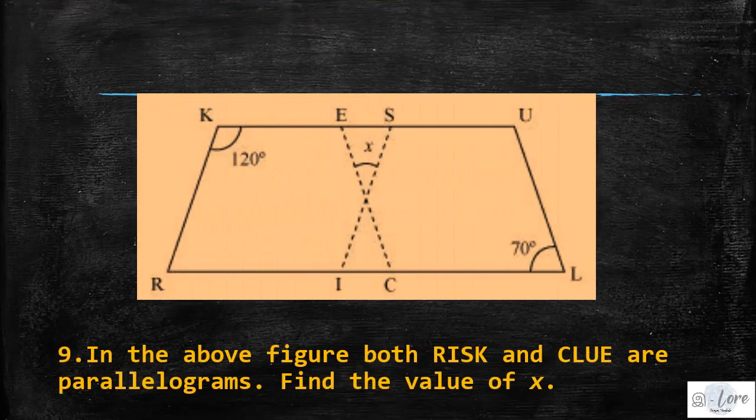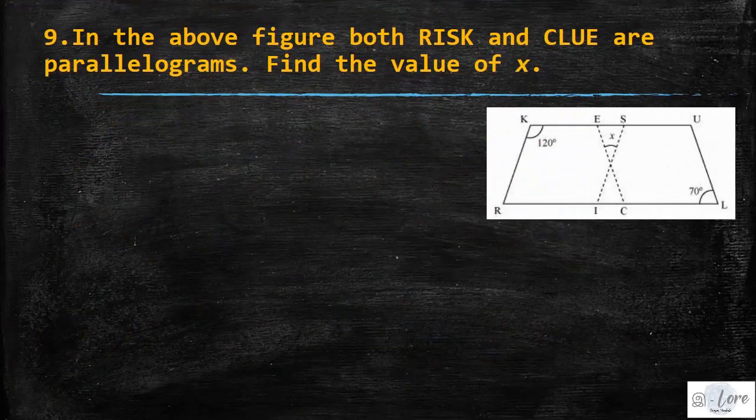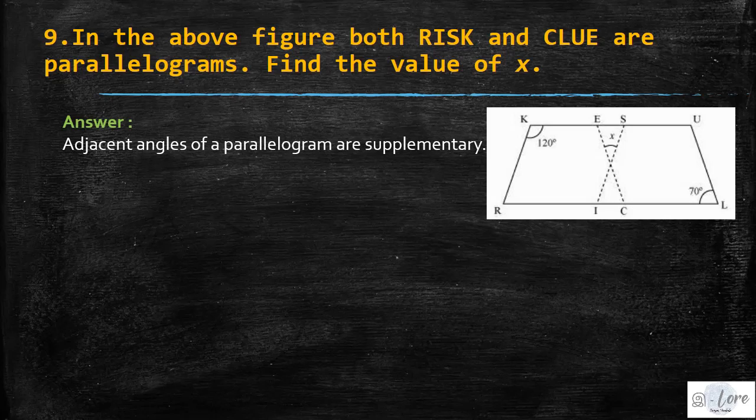Okay, fine. In the above figure, RISK and CLUE are parallelograms. So look at the figure very carefully, where RISK is and where CLUE is, and we have to find the value of x. A lot of methods are possible. You can apply whatever method you want. Here I am giving the simplest solution. Adjacent angles of a parallelogram are supplementary. In parallelogram RISK, angle RKS plus angle ISK is equal to 180 degrees, because both angles are adjacent.